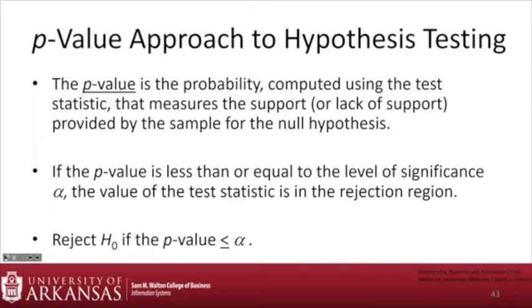We've already started talking about our p-value approach. And once again, you'll see one of the big takeaways for today. If the p-value is less than or equal to our alpha level, then we're going to reject our null hypothesis.